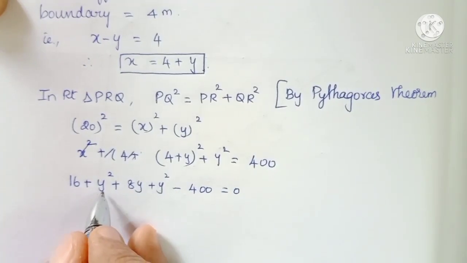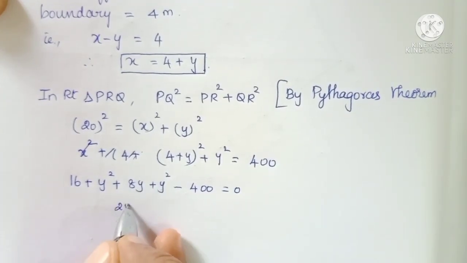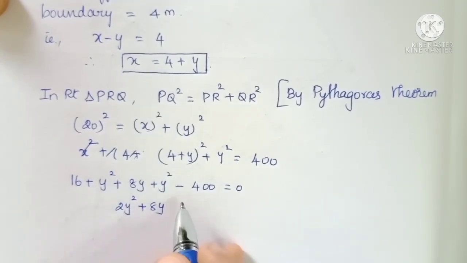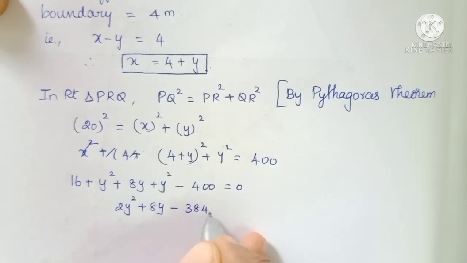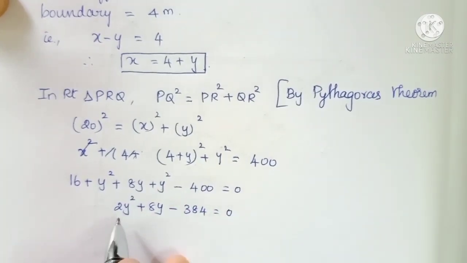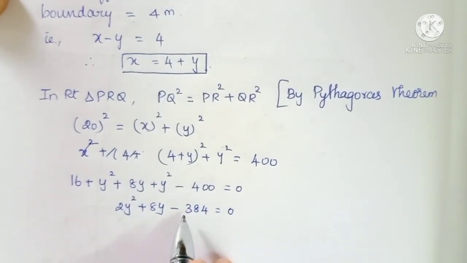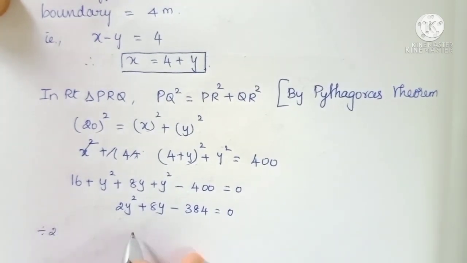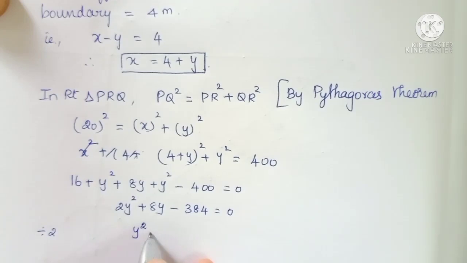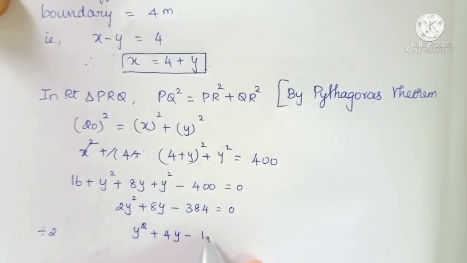Now y squared plus y squared is 2y squared. 8y, write as it is. 16 minus 400, so you will get minus 384. Okay? Now look, all the three terms are multiples of 2. So I'll divide each term by 2. So what will you get? Whenever a quadratic equation comes, reduce it to a simple form, then you can solve easily. So you will get y squared plus 4y minus 192 equal to 0.